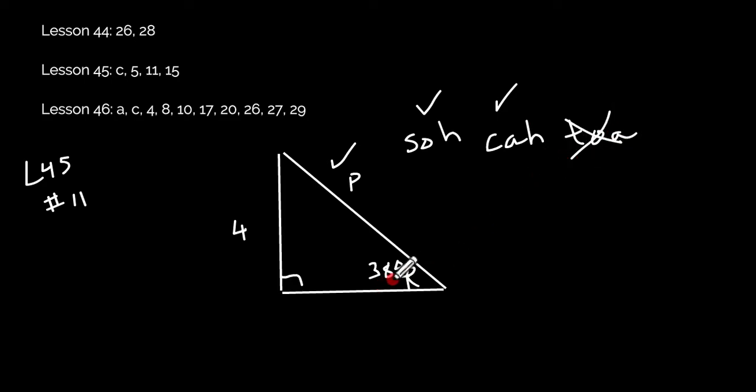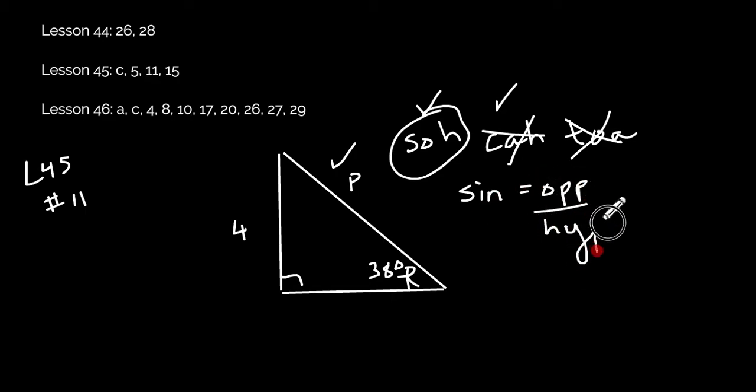Standing at this angle, we have the one opposite. We don't have the one adjacent, so we're not going to use this one. So we're going to use the sine one. We remember that sine is opposite over hypotenuse. So we fill in the angle. The sine of 38 degrees is the opposite, which is 4 over P. Opposite over hypotenuse.